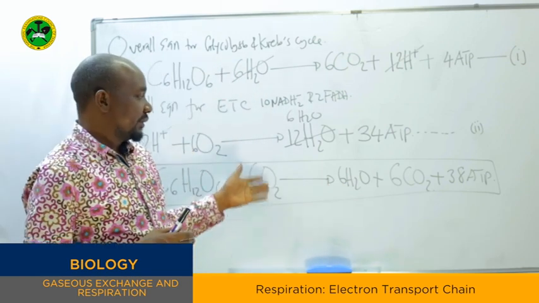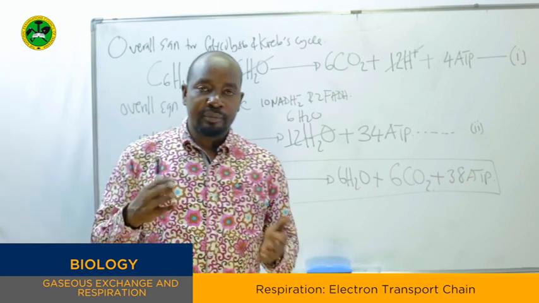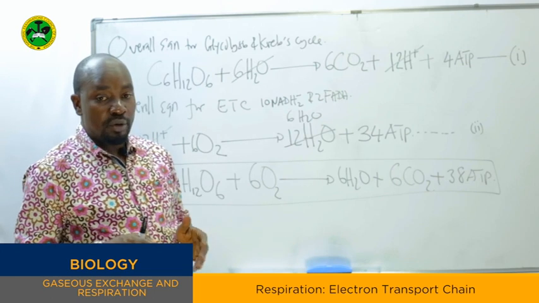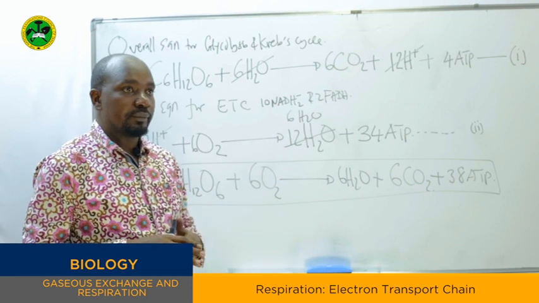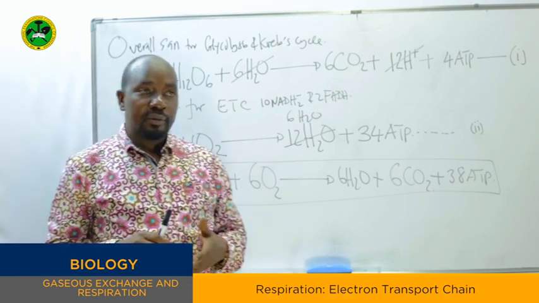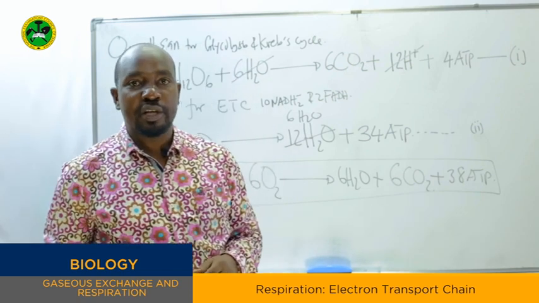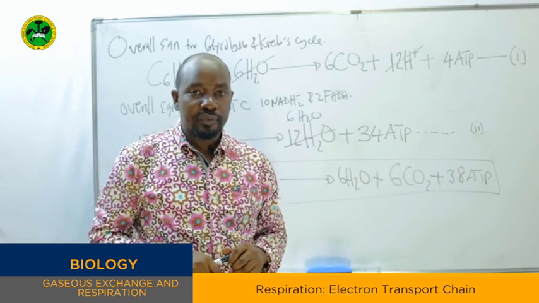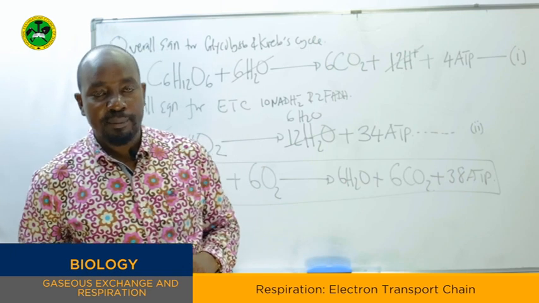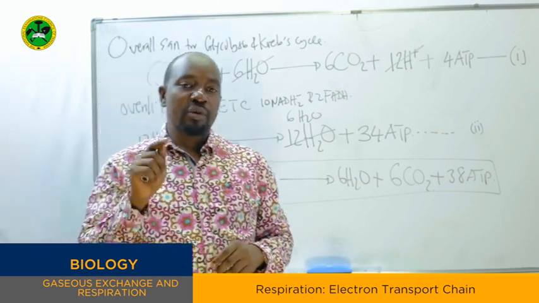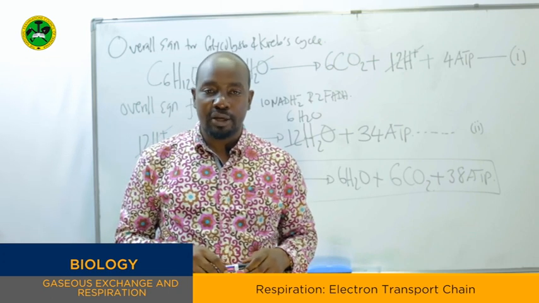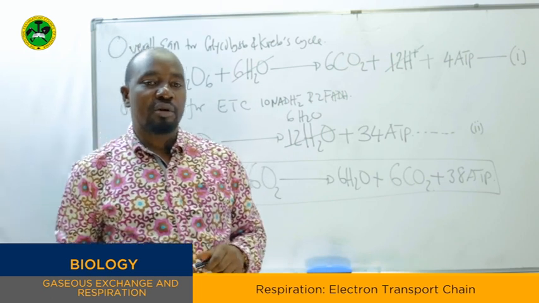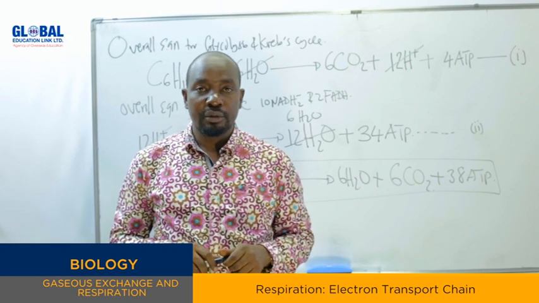I hope to this moment, you dear student, you have grasped the concept of the electron transport chain. Now, you can describe the electron transport chain by the use of the diagram. You are now able to compute the amount of ATP produced when one molecule of glucose is respired aerobically. And now you are in a position to calculate the efficiency of aerobic respiration using glucose.